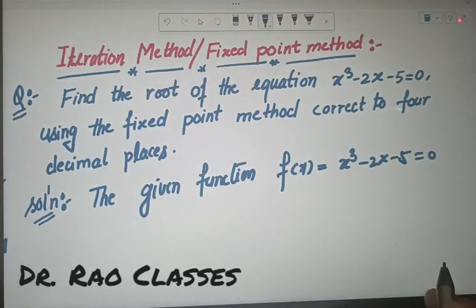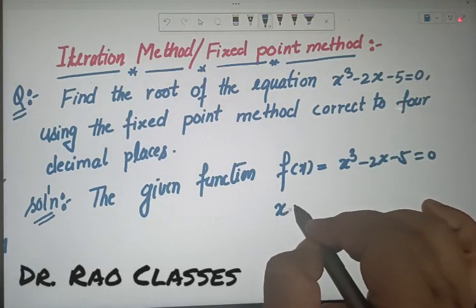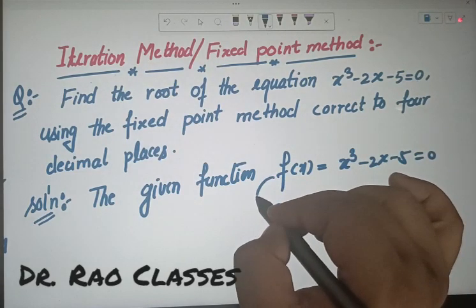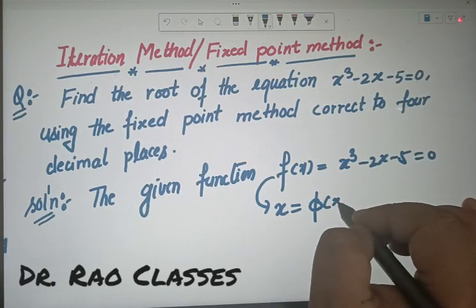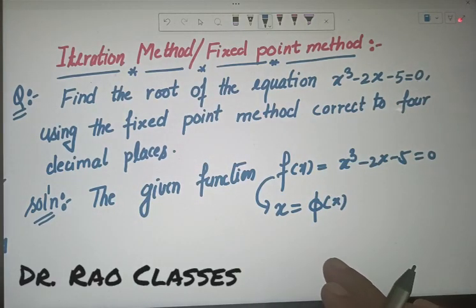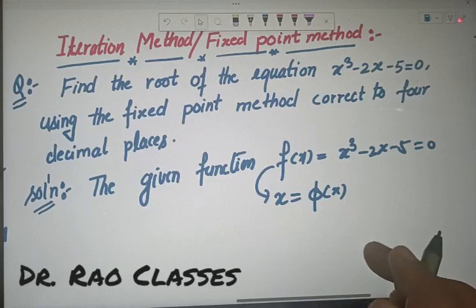Okay guys, in the iteration method we need to rewrite the given function f of x equals 0 in the form x equals phi of x, and there you can find a number of phi of x from the f of x. There is a condition to check which phi of x is suitable to converge to your solution.